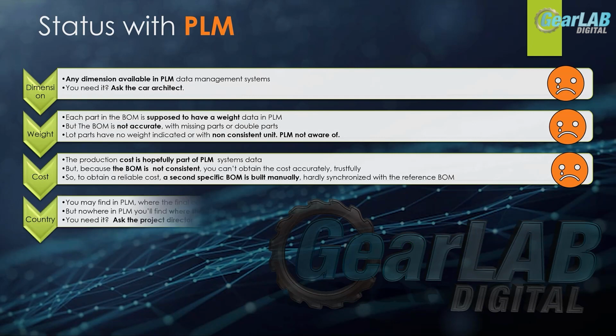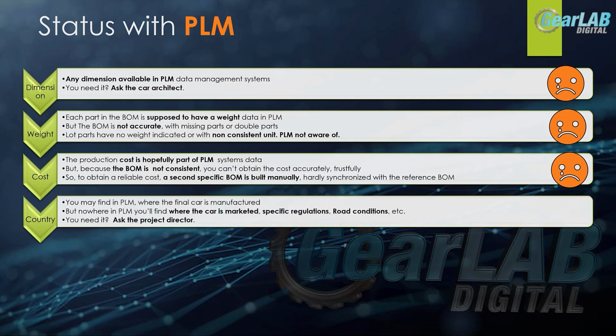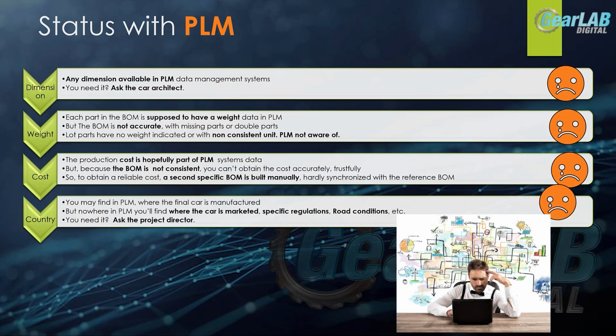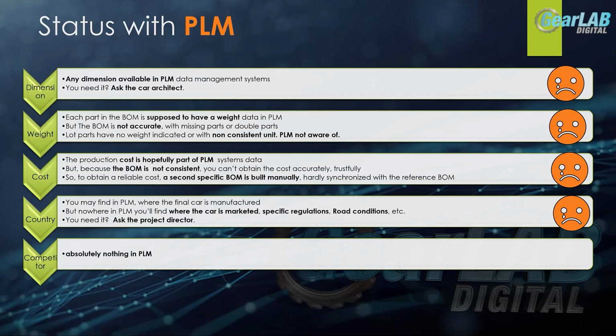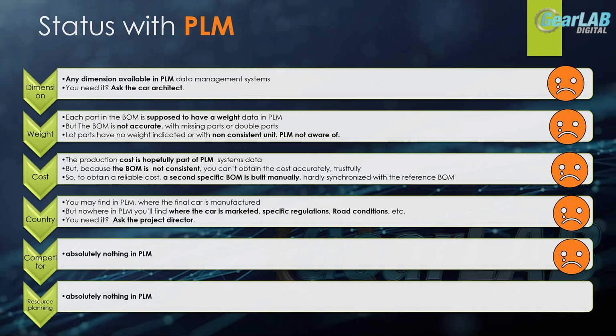About countries. You may find in PLM the country where the final car is manufactured, but nowhere in PLM will you find where the car is marketed, for which specific regulations, etc. You need it? Forget PLM, ask the project director, by an email. About competitors. You will find absolutely nothing in PLM. Forget PLM, go your way. Purchase other dedicated systems to help. About resource and planning. Same, nothing at all. Forget PLM, your company may have purchased a separate ERP system. Just learn to use it out of PLM, good luck.